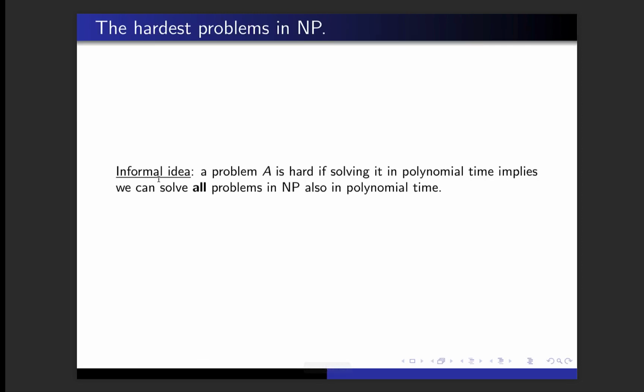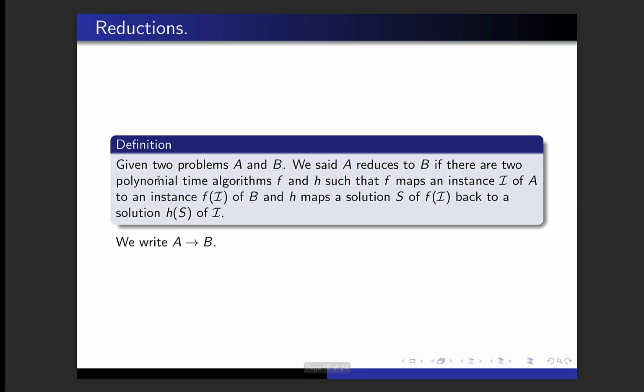For that, I'm going to give you an informal idea first, and then we're going to jump into the most important definition of this video. What does it mean to be hard in this class? Well, I'm going to think that a problem is hard if, when I am able to solve this problem in polynomial time, I will be able to solve all the problems in the class NP in polynomial time. So this problem is so hard that solving it will allow me to solve every other problem in the class NP. To make this idea formal, I need to be able to connect every other problem to this very hard problem. And we're going to do that through the concept of reduction.